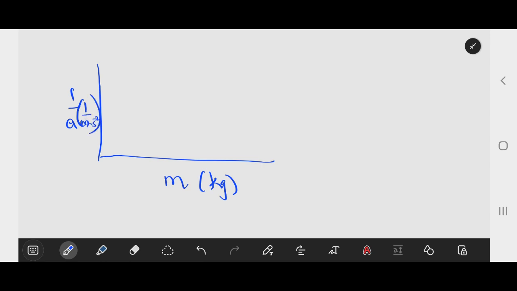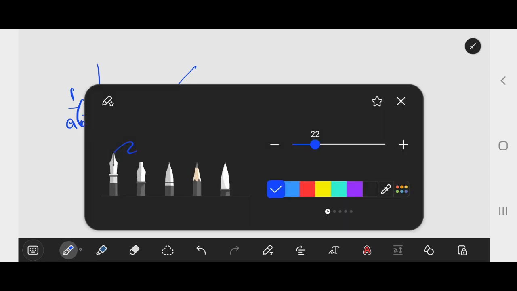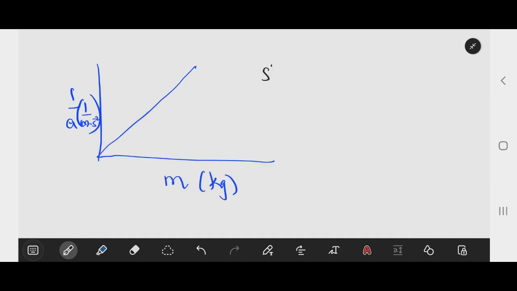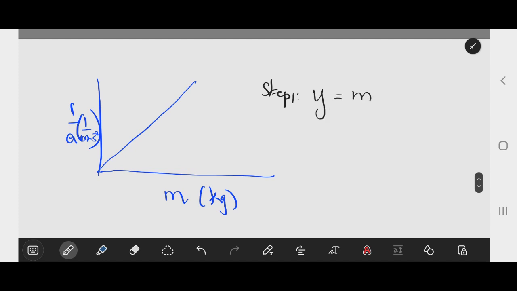So now we have mass. This side we have 1 over acceleration, right? The mass is in kg, and this side we have 1 over meters per second squared. Then now we obtain a straight line, okay? So let us perform our graphical analysis. With our graphical analysis, step number 1, we can see that this is a linear function. We say y equals to mx plus c, okay? And then step number 2, we substitute whatever we have on the axis into that y equals to mx plus c. So instead of y, I would insert 1 over a, right?